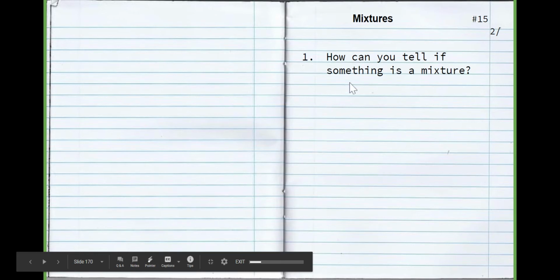Question number 1, how can you tell if something is a mixture? How would we know? And a mixture is definitely a word we've heard before. It's an everyday word. You probably know what a mixture is. So how can we identify it using scientific terms?